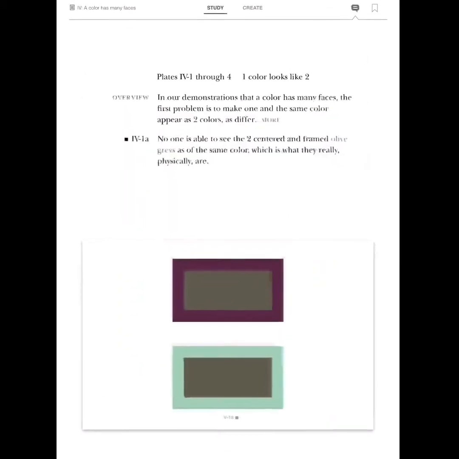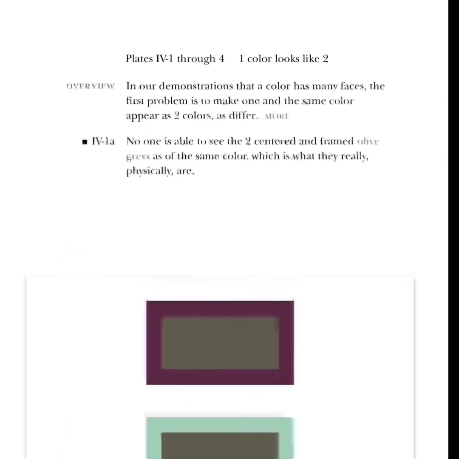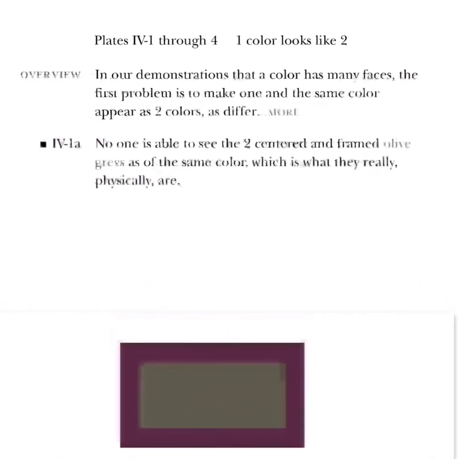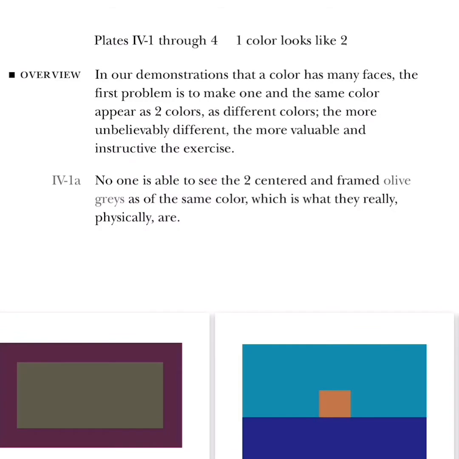One color looks like two. In our demonstrations that a color has many faces, the first problem is to make one and the same color appear as two, as different colors. The more unbelievably different, the more valuable and instructive. No one is able to see the two centered and framed olive grays as the same color, which is what they really, physically are.